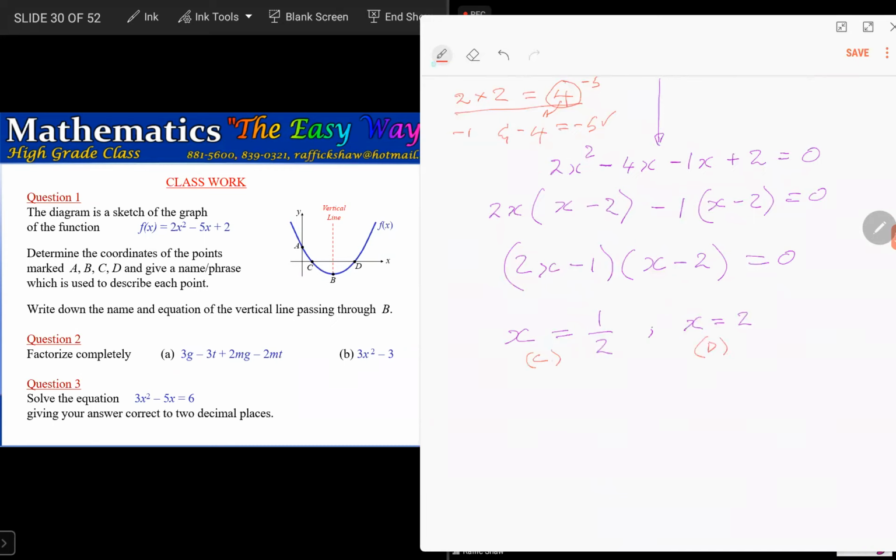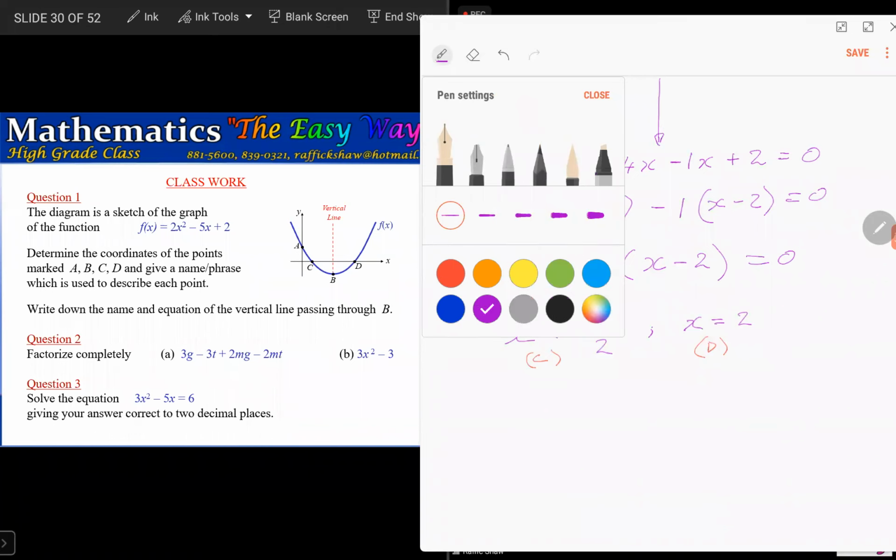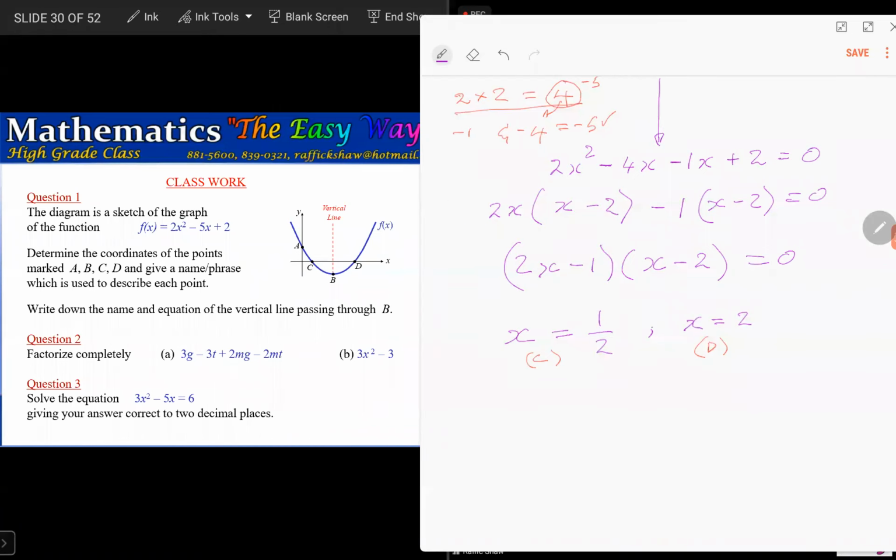But the question asks for coordinates. Right now, all those are just roots, x values. The question asks us for coordinates, and so we have to write the coordinates. C first. C is the point, you put the x value first, half, and the y value there is 0. And D, the x value there is 2, and the y value there is also 0. So these now are your coordinates that the question asked you for. All right, so far so good.